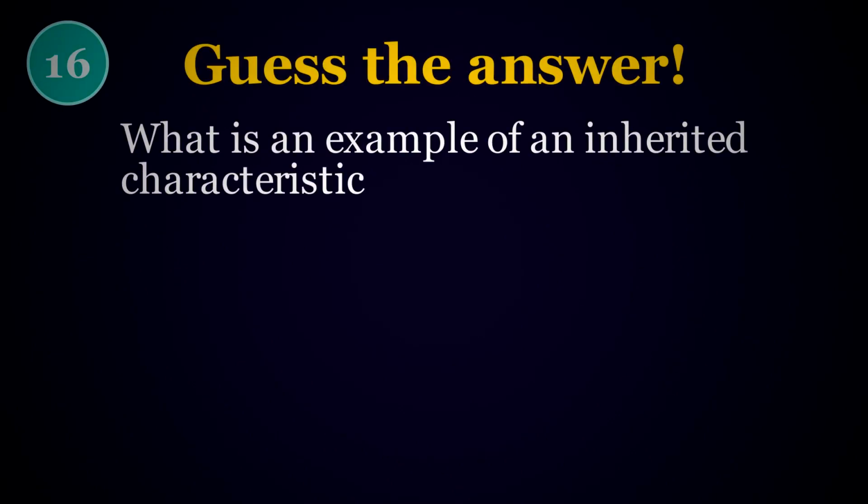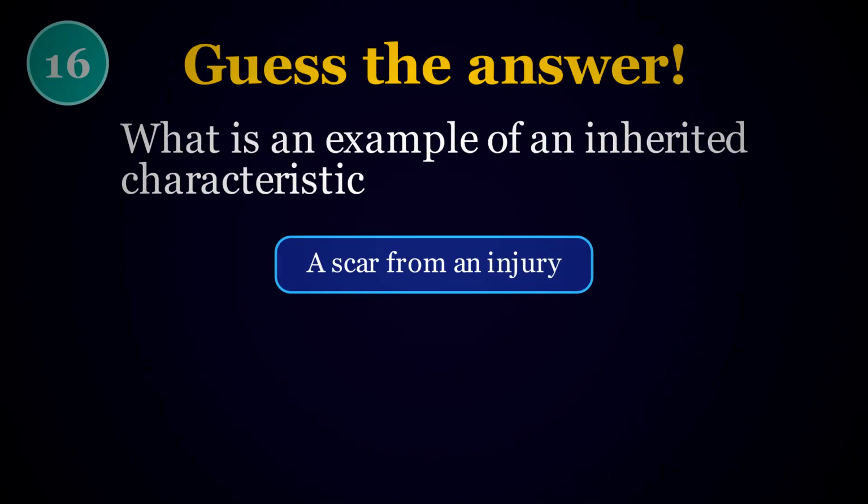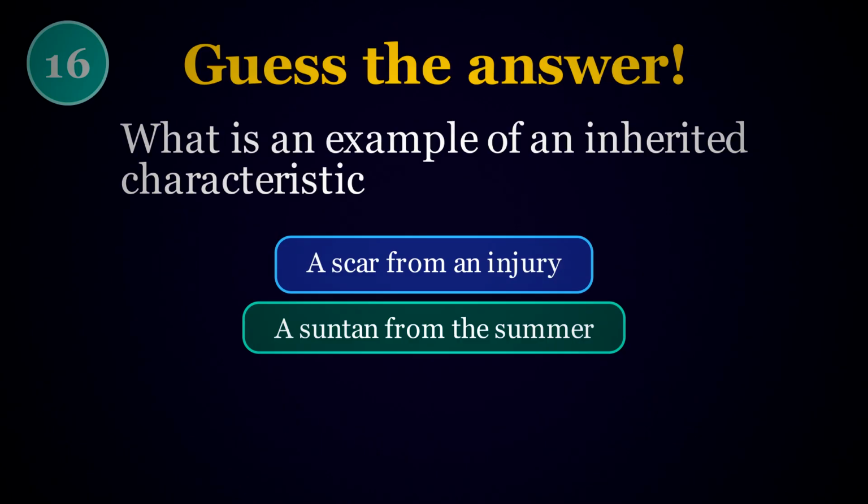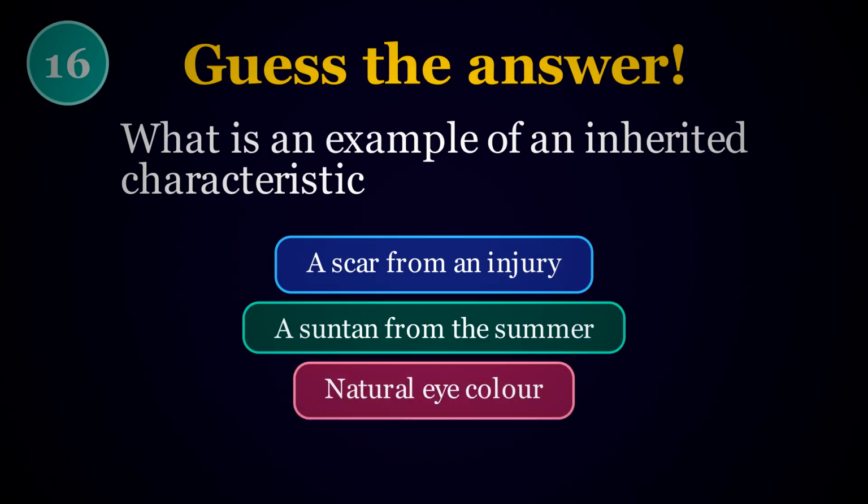What is an example of an inherited characteristic? A scar from an injury. A suntan from the summer. Natural eye color.